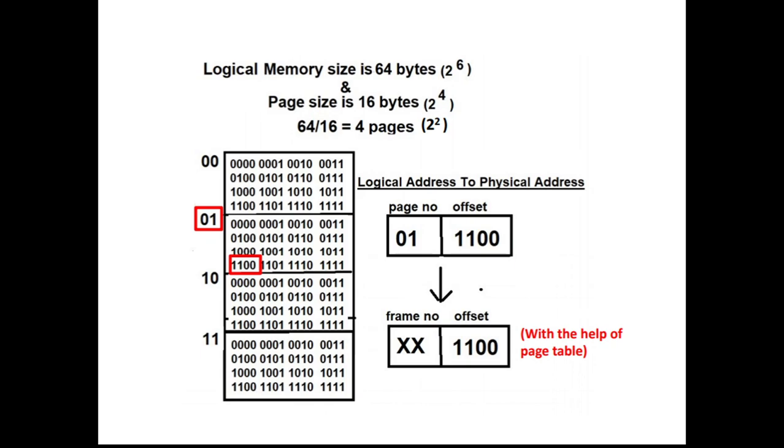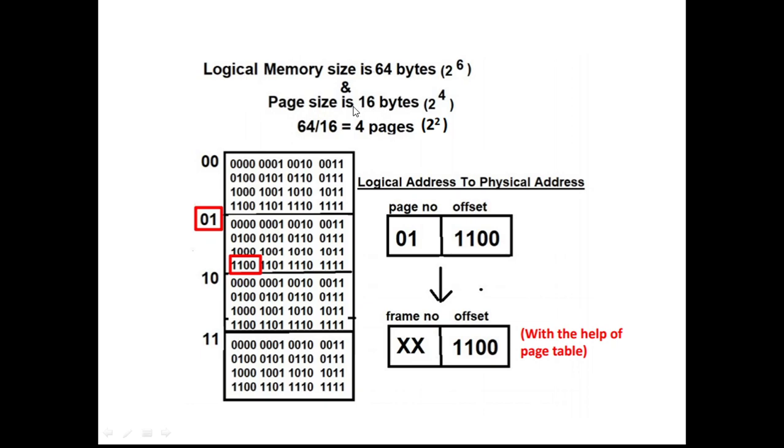But virtually, because we are combining the virtual memory and the physical memory, the logical memory space looks very large compared to the physical memory space. So in this case it is said to be 64 bytes. 64 bytes is equivalent to 2 power 6. The page size is said to be 16 bytes.